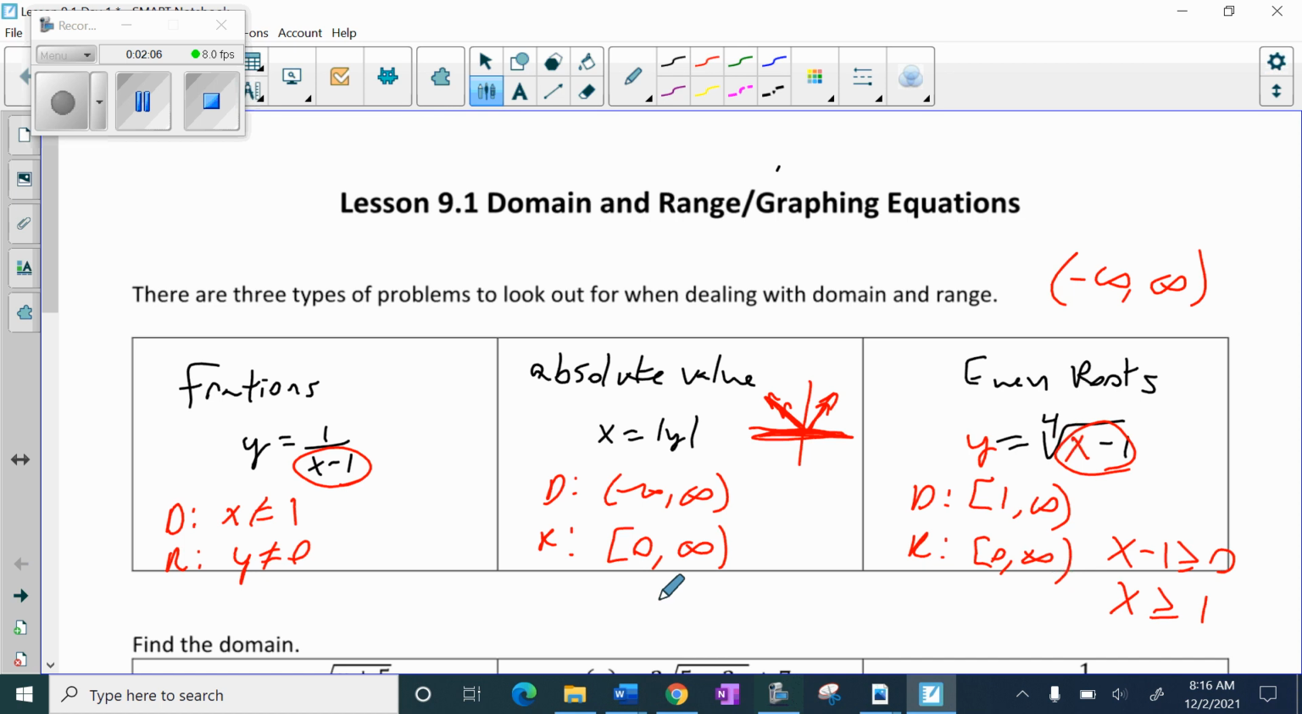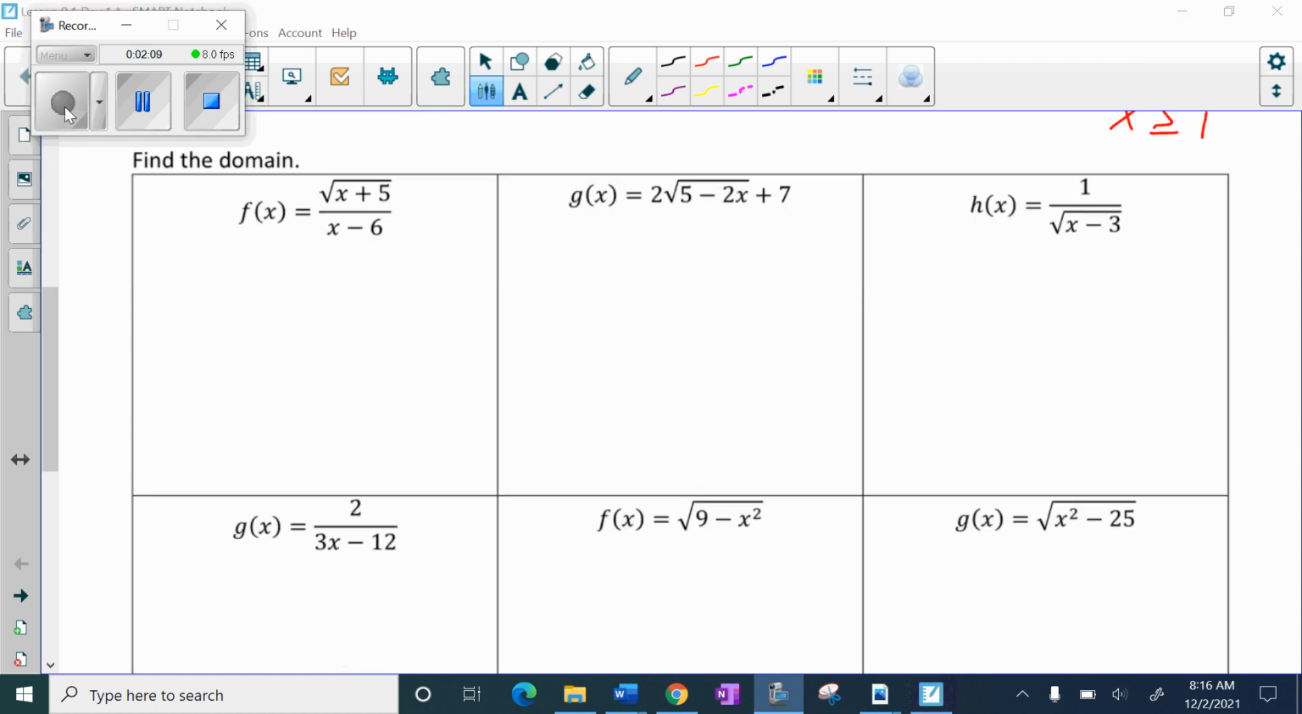Okay, let's go down to the next part. All of these should be a review. We're just going to find the domain here. So think about how each of these pieces is going to affect the problem. Go ahead and push pause and see what you can do on these.